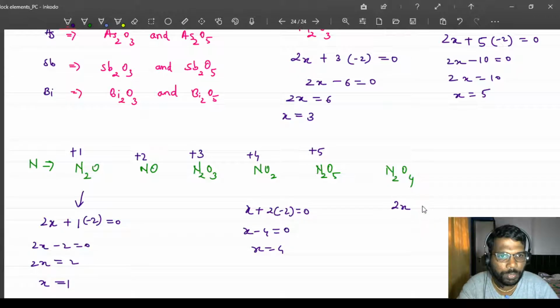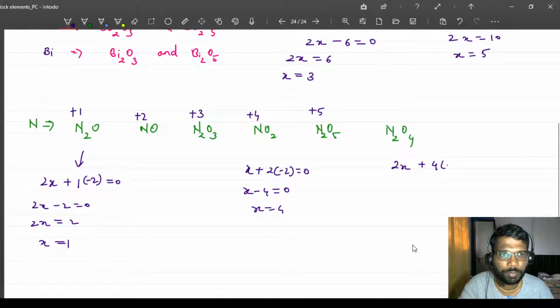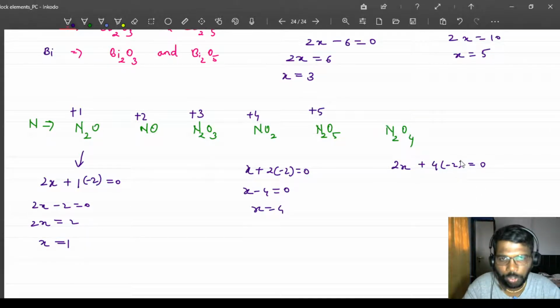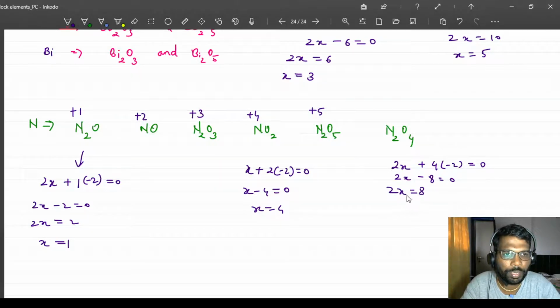I'll take 2x because N2, I need to find x in that case. 4 into minus 2, which is equal to 0. Whenever it comes to the oxidation state, we find it on a single atom. So that's why I am finding it on x, not on 2x. So this is 2x minus 8 is equal to 0. So 2x will be equal to 8, and x is equal to 4. Right? So here oxidation state is +4. So this is the way. These are the things about the oxides of nitrogen.